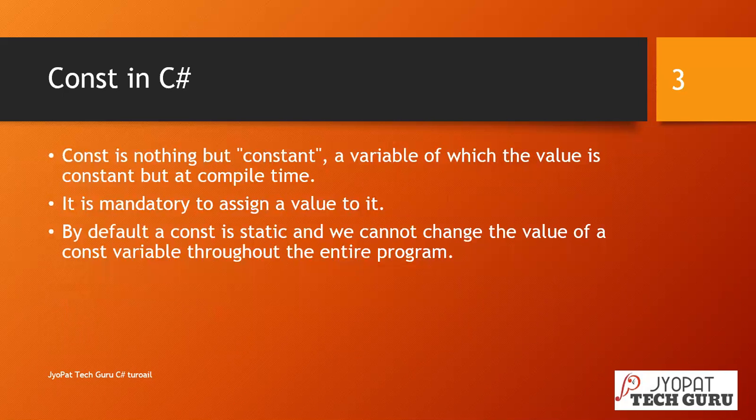By default, a constant is static and we cannot change the value of a constant variable throughout the entire program. The main intention of declaring the constant is to have a standard value or a constant value that I can use throughout the program. If you keep on changing the variable value, then there is no use of constant.